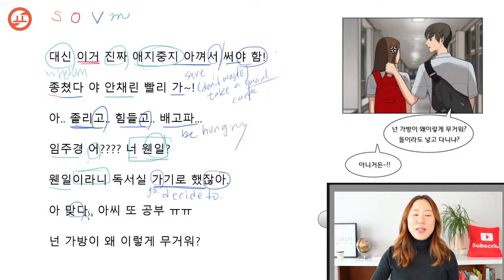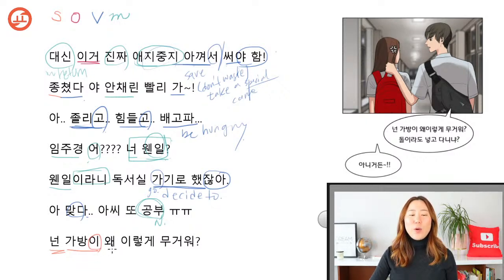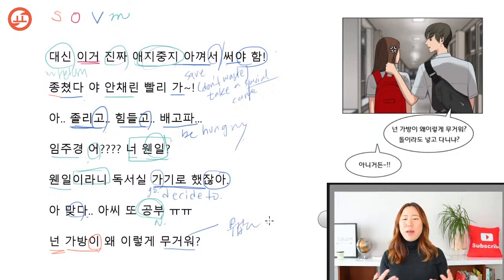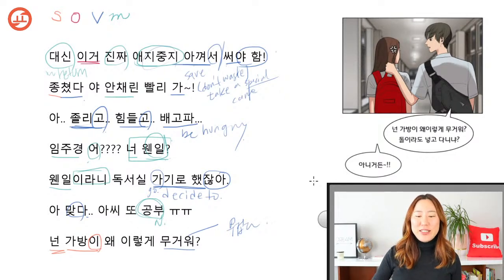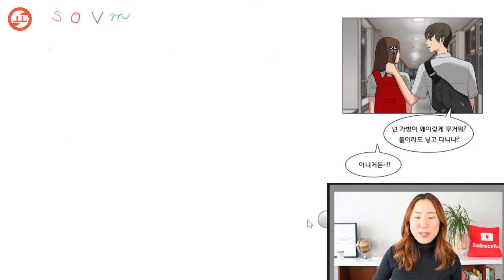맞다, that's right. 아씨, 또 공부. So she hates studying, right? Just 공부. This is noun. Okay? 또 공부해야 돼, probably. It's a missing word. 넌 가방이 왜 이렇게 무거워? For you. 가방이, your backpack. 왜 이렇게, why like this? 무거워. This is the verb 무겁다. To be heavy. Why is your backpack so heavy? Right? Why is your backpack so heavy?